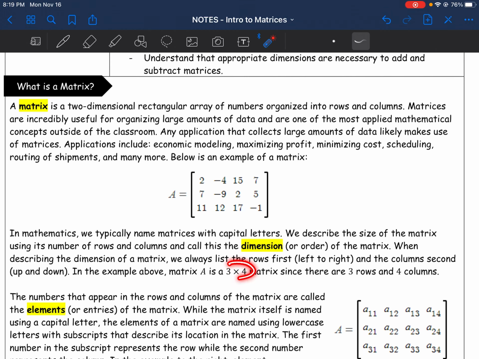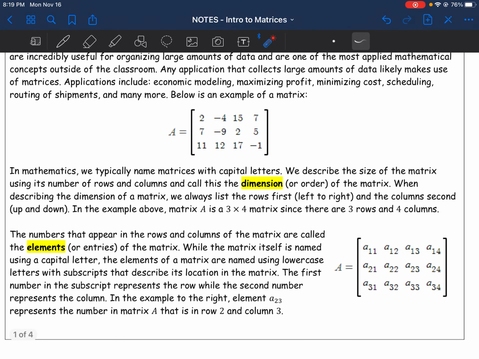That's how we say this right here. When you see this 3 with a multiplication symbol in the middle, that means 3x4. So matrix A is a 3x4 matrix since there are 3 rows, 1, 2, 3 rows, and 4 columns, 1, 2, 3, 4 columns. The numbers that appear in the rows and columns in the matrix are called the elements or the entries of the matrix.